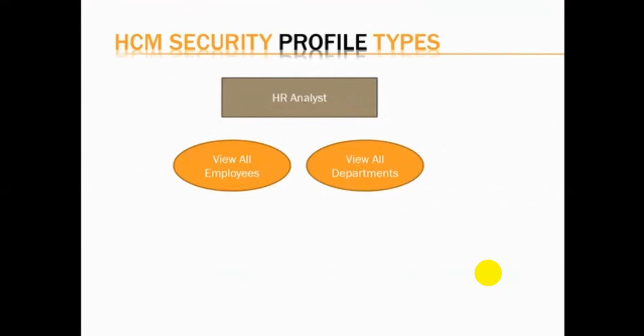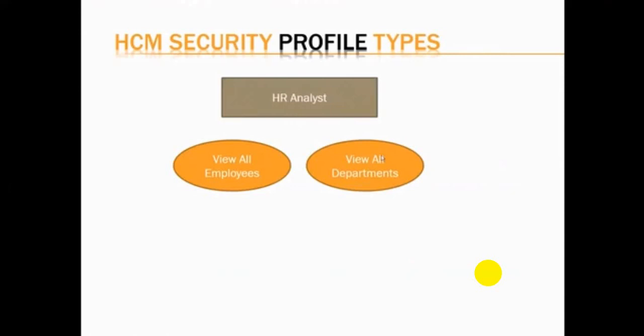I'm not worrying about other things, just for our understanding, as it is not a functional class, it's all about basic understanding of security. Let us say this HR analyst job role, we have given view all employees access and view all department access. What does it mean? The data role we have created inheriting the HR analyst job role could have access to all these employees.